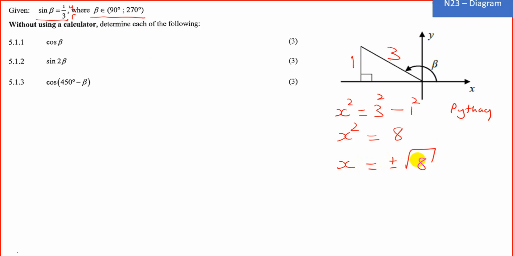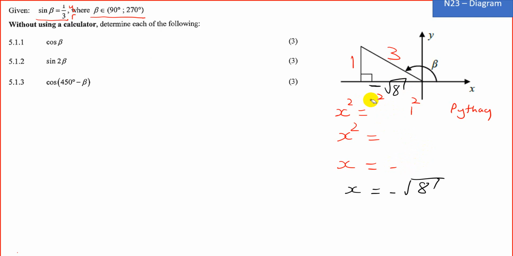Now, you notice that we are in quadrant 2. And in quadrant 2, x would be negative. Therefore, we would choose x to be negative root 8. And I can go into my diagram and put down negative root 8.